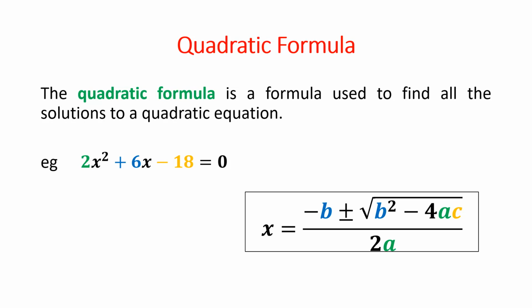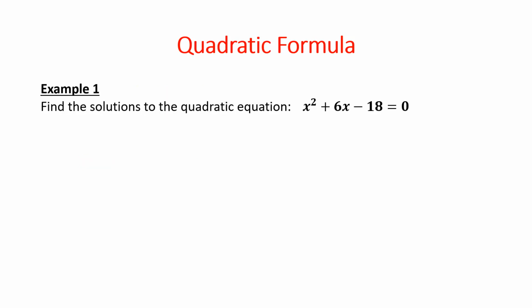All right, well, we've got 3 examples to look at in this video, and let's get into using the quadratic formula. So here's example 1. Find the solutions to the quadratic equation x squared plus 6x minus 18 is equal to 0. All right, so here's the quadratic formula, and we need to figure out the values of a, b, and c and substitute them into the quadratic formula.